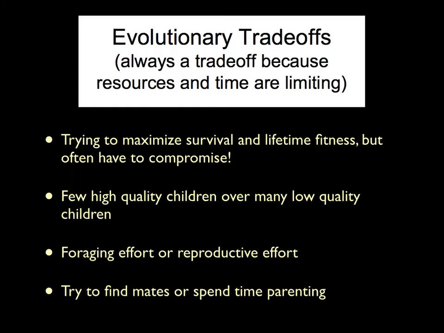And that's a reminder to me to tell you about evolutionary trade-offs. We're going to talk about these a lot in class, and that's because evolution is almost always a trade-off. Time and resources are limited. So individuals trying to maximize survival and lifetime fitness often have to compromise. In this case, you might have fewer higher quality offspring instead of many lower quality offspring.